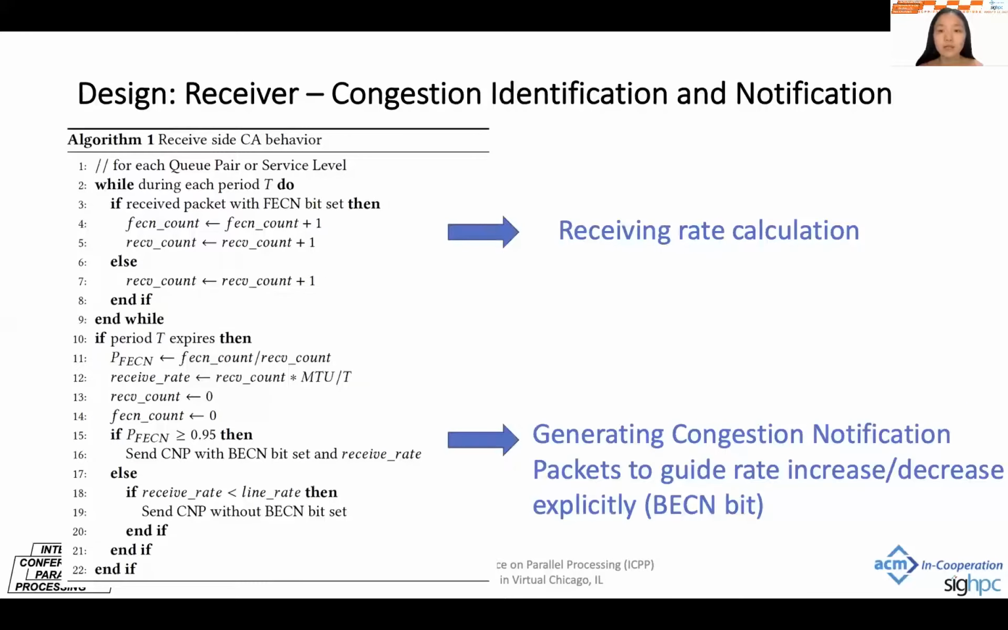In detail, the receiver side CA is responsible for calculating the receiving rate by counting the number of received packets. After identifying whether the flow is congested or not, the CA will generate congestion notification packets to the sender side to guide rate decrease or increase explicitly. The receiving rate information is also piggybacked in the CNP packets.